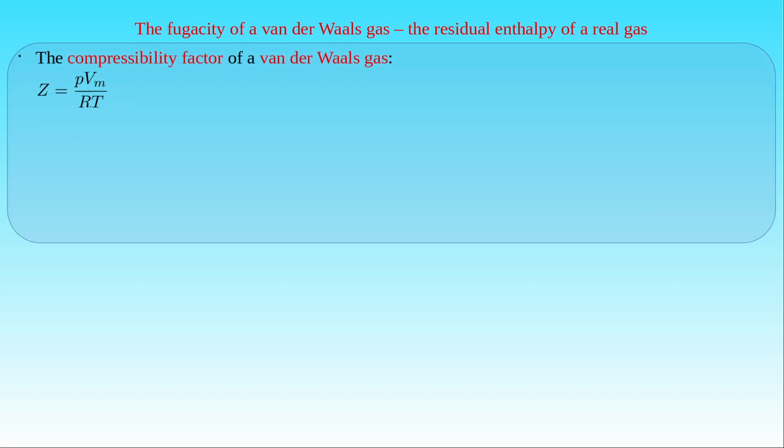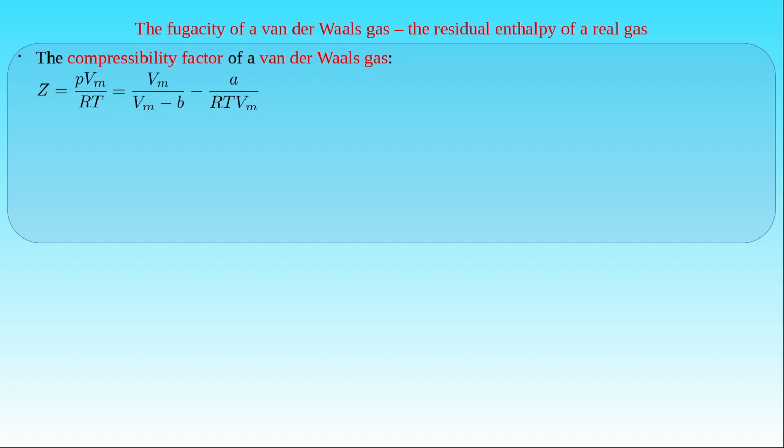We finish the discussion on the fugacity of real gases with the approximation of the fugacity coefficient of a van der Waals gas, and we also give some remarks on the enthalpy of real gases. We saw that the compressibility factor Z of a real gas can be expressed as the pressure P of the gas times its molar volume Vm over the gas constant R times the temperature T of the gas.